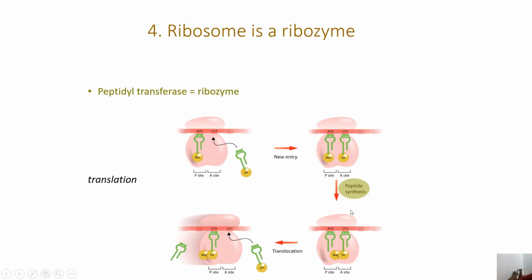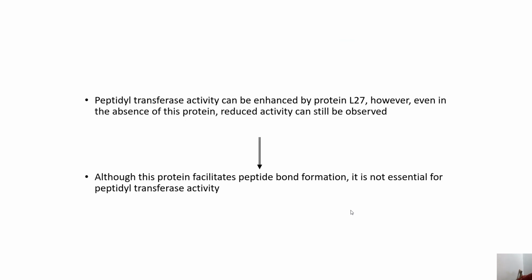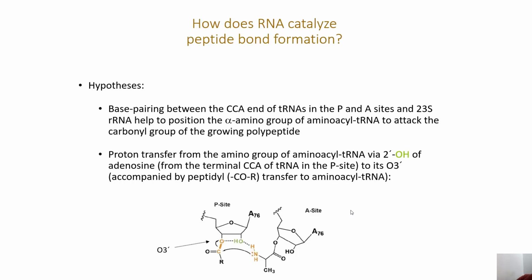So if you see, this is the role of peptidyl transferase in the ribosome, the translation. So peptidyl transferase activity can be enhanced by protein L27. However, in the absence of this protein, reduced activity can still be observed. So although the protein facilitates peptide bond formation, it is not necessarily essential for peptidyl transferase activity.